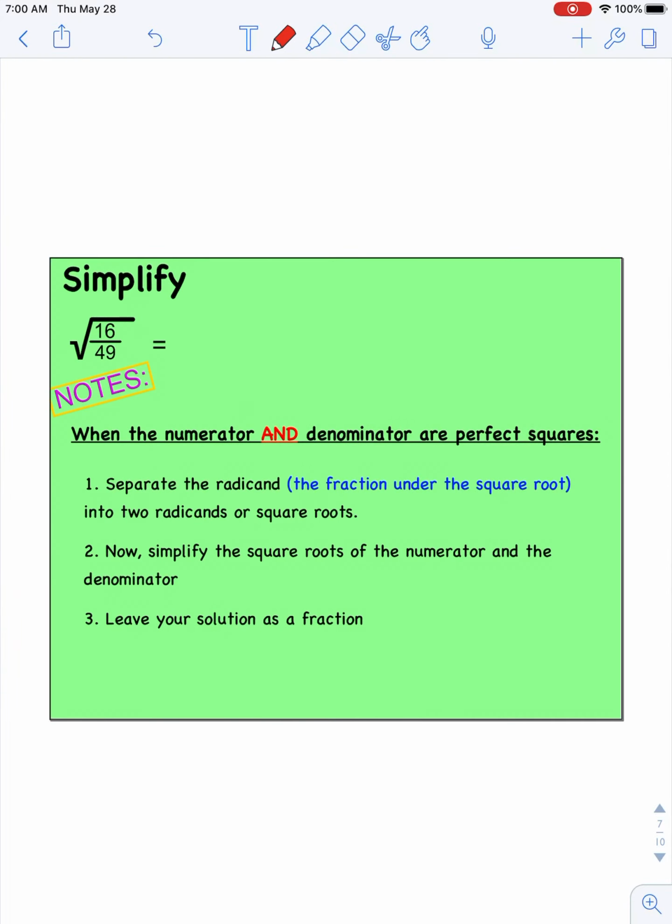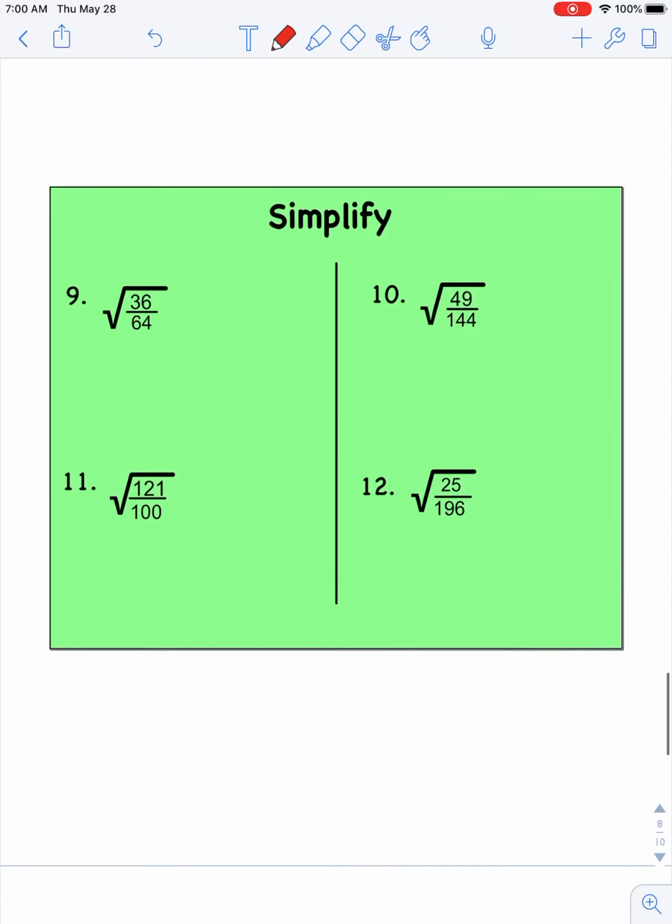So if you notice that the numerator and denominator, or one or the other, are perfect squares, then separate them and take the square root of each. We just did that. Then simplify the square roots, and then leave your fraction and reduce if necessary.